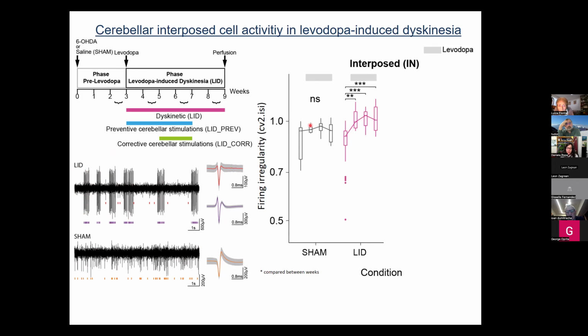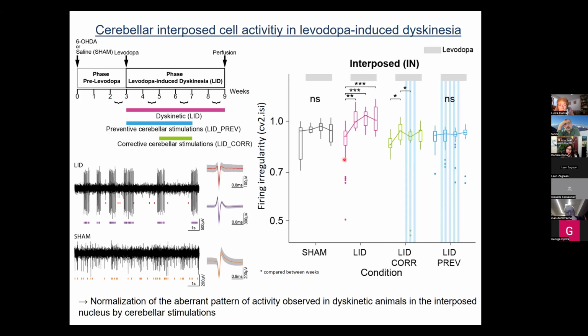If we look at the same, levodopa does not change the firing irregularity in normal animals, but then we see an increase in this firing irregularity as here. And cerebellar stimulations allow us to normalize this aberrant pattern of activity that was observed in these dyskinetic animals.